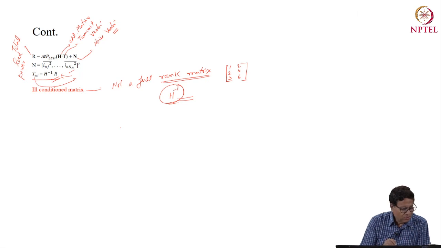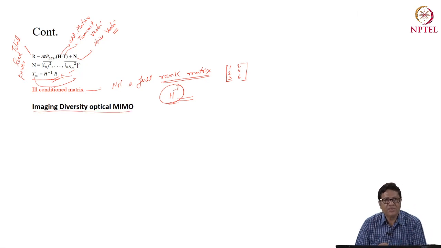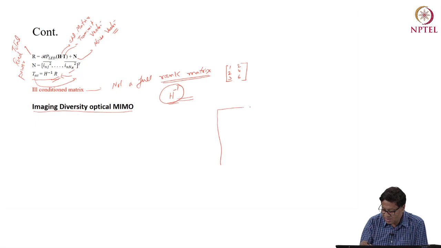So in order to do away with this problem, we work on something called imaging diversity optical MIMO. So if you see the imaging diversity optical MIMO architecture, suppose this is a room.